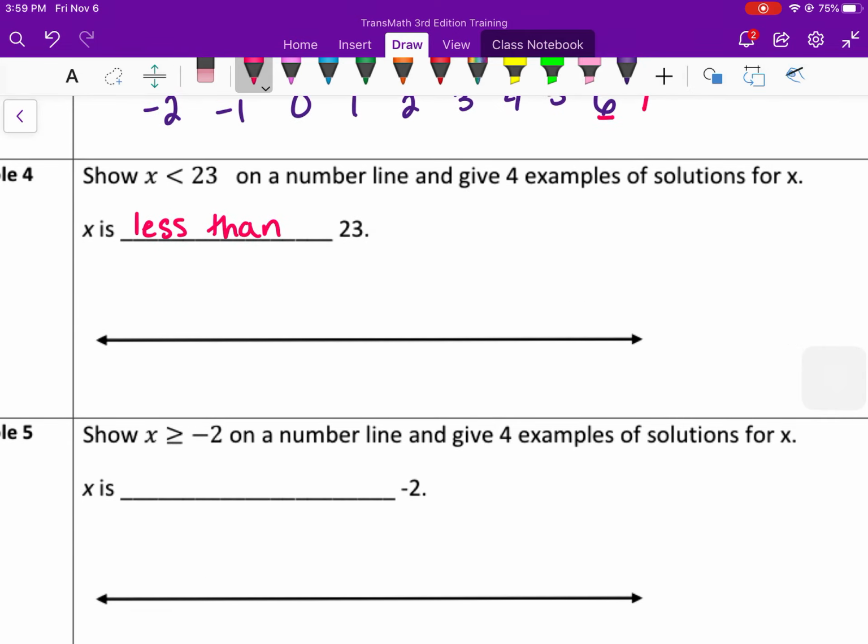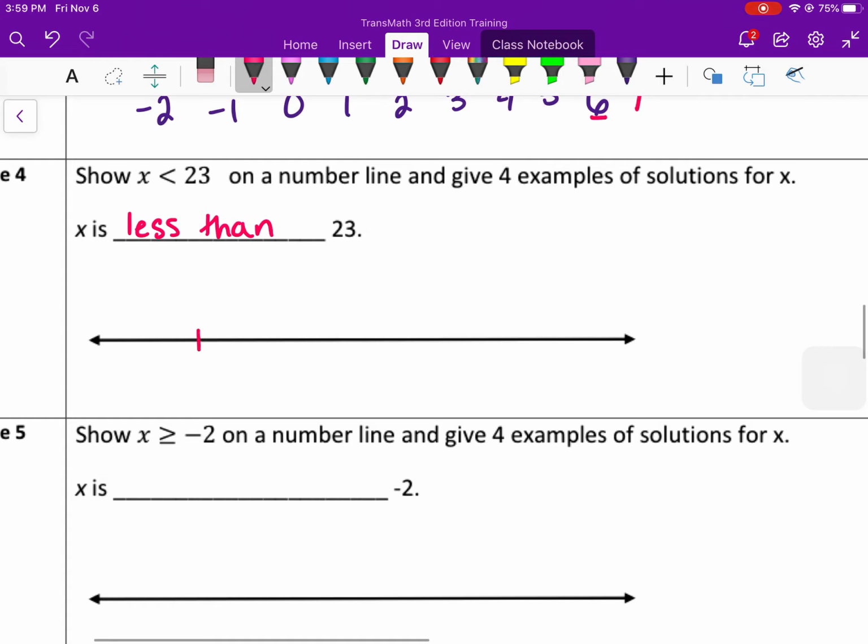Okay, so let's show that x is less than 23 and then give some examples for solutions. So this time I'm just going to start at 20, 21, 22, 23, 24, 25.